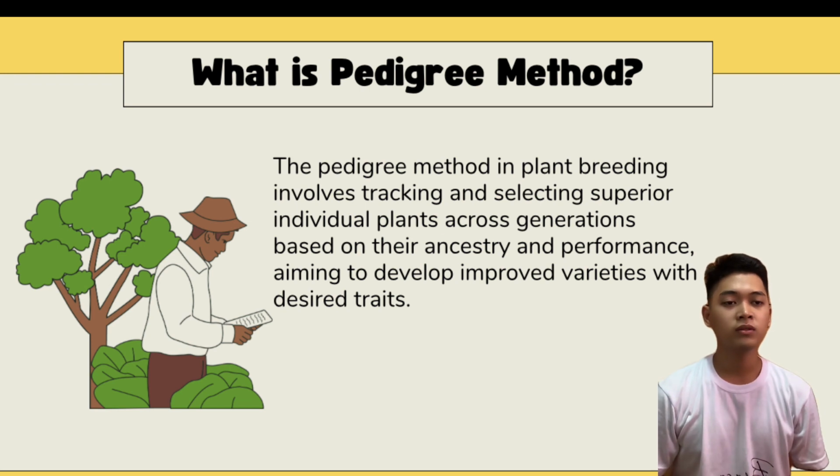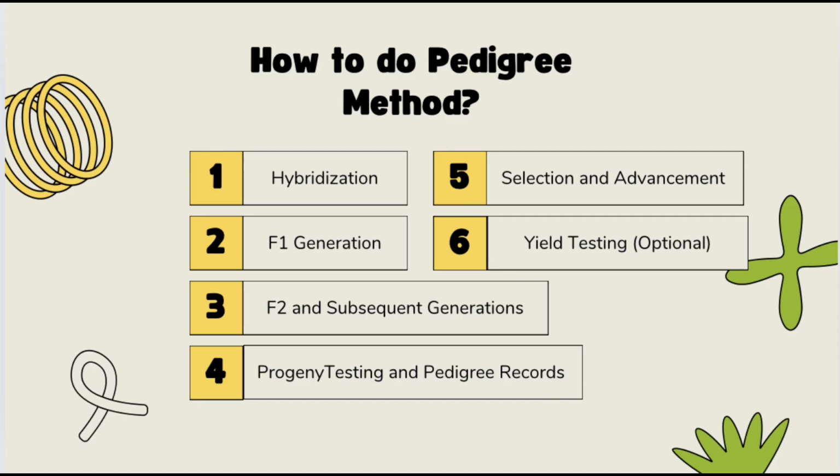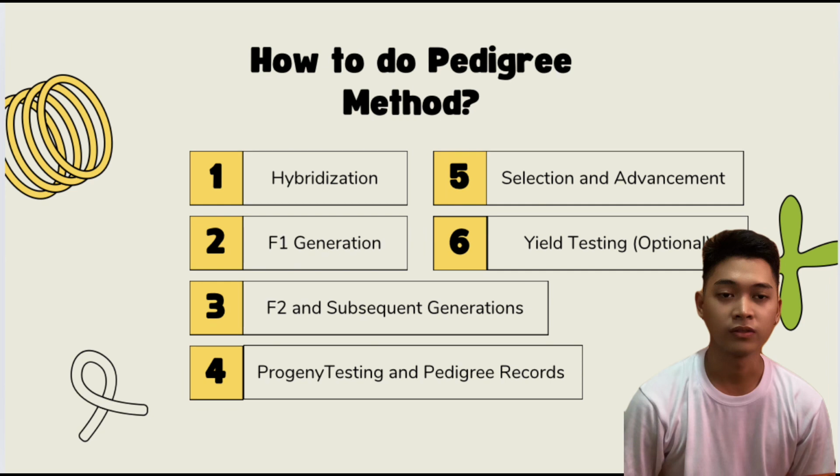Next is, what is the pedigree method? The pedigree method in plant breeding involves tracking and selecting superior individual plants across generations based on their ancestry and performance, aiming to develop improved varieties with desired traits.